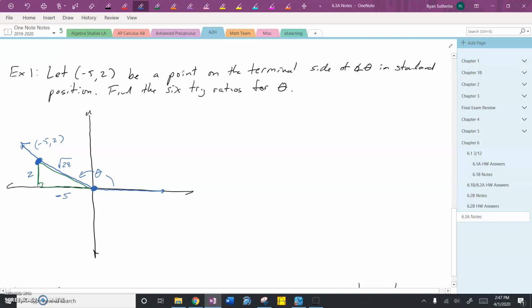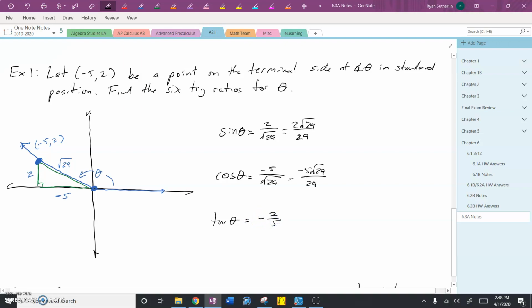And so when we find these values, sine of theta is the y value, which is 2, over the hypotenuse. And if we were to rationalize, it'd be 2 root 29 over 29. Cosine of theta is negative 5 over root 29. So negative 5 root 29 over 29. And tangent of theta would be negative 2/5.